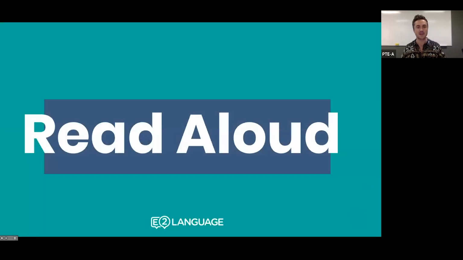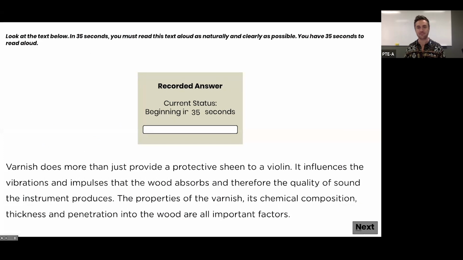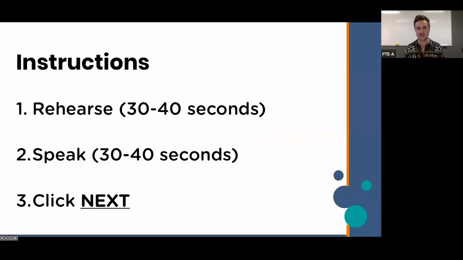Let's take a closer look at read aloud. This is what it looks like on test day. Pretty straightforward. Here are the instructions. You'll get 30 or 40 seconds to rehearse. Okay, so basically what you have to do is read that paragraph aloud, but you don't just do that straight away. You get to read it through once first before the recorder starts to record you.